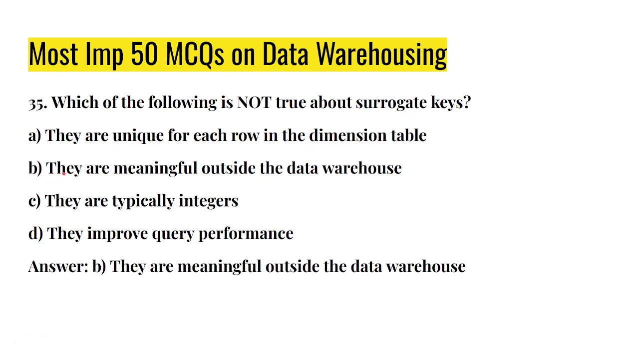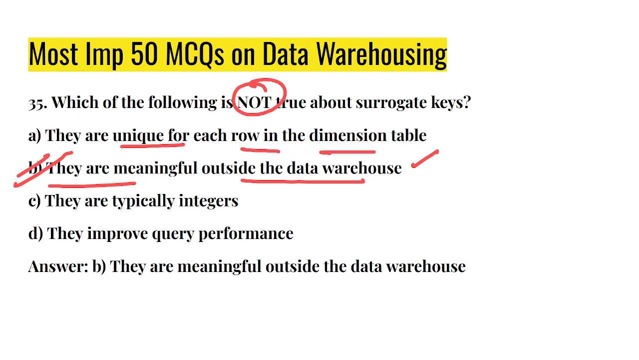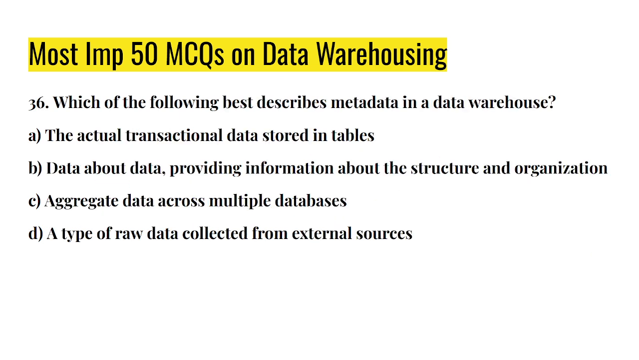Basically, option B is not true. That is, they are meaningful outside the data warehouse. Outside the data warehouse, they are not meaningful. Thus, option B is not true. But they are unique for each row in the dimension table is true. They are typically integers and they improve query performance. So, option A, option C, and option D are true, but option B is false.